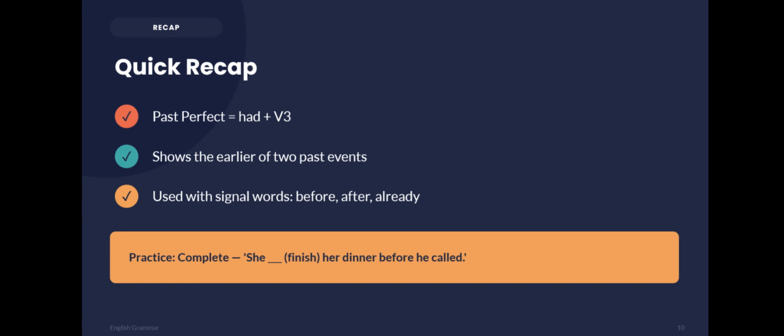Let's do a quick recap. Past perfect equals had plus V3. It shows the earlier of two past events. And it's often used with words like before, after, and already.